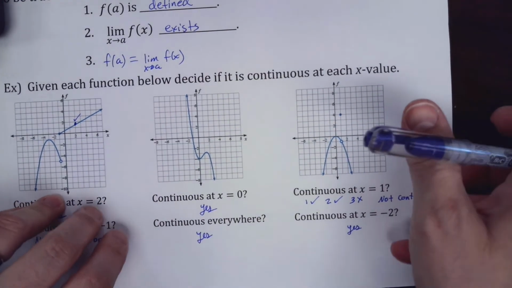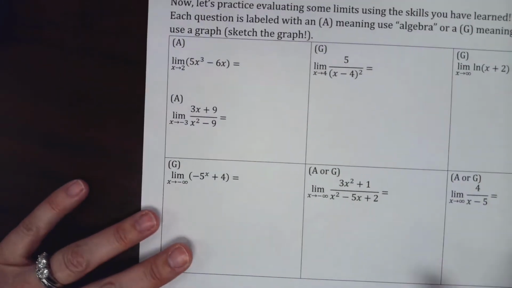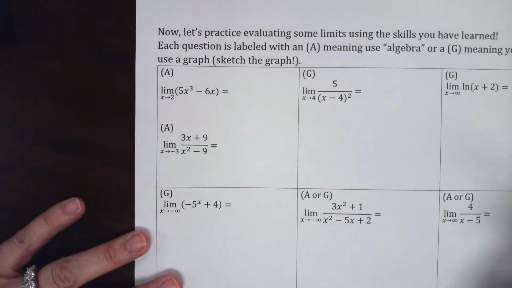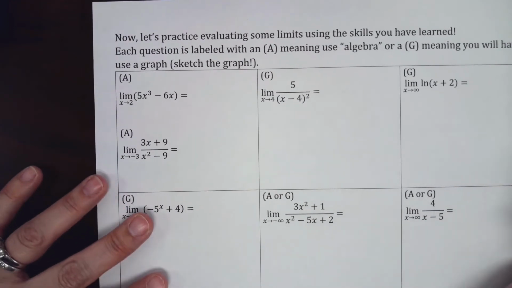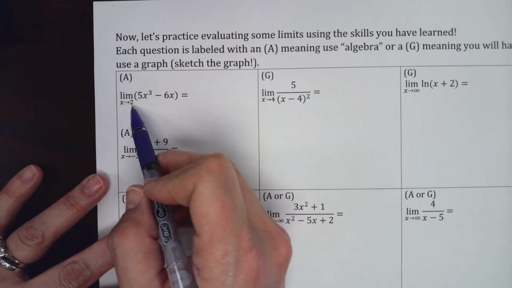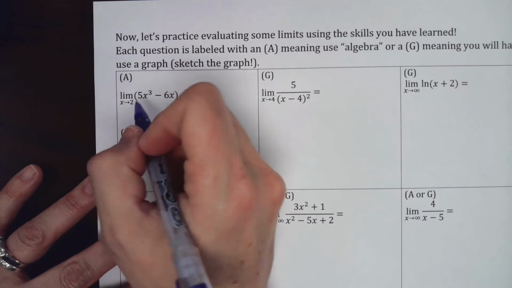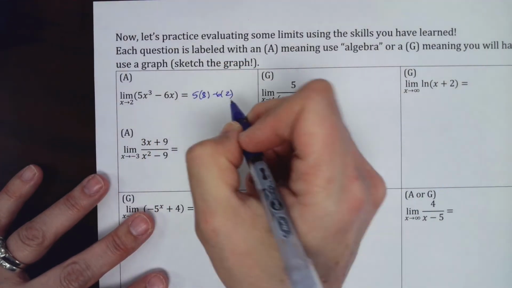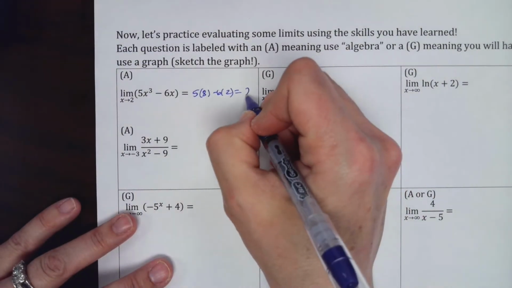All right, so our last little stuff right here is just a little bit of overall review in a way. So I've labeled these with A's or G's, meaning using algebra or a graph. So if I have a function, this is a nice polynomial, and I want to do a limit, just plug that right in. X to the third is 8, so I get 40. So 5 times 8 minus 6 times 2. So 40 minus 12? So 28.